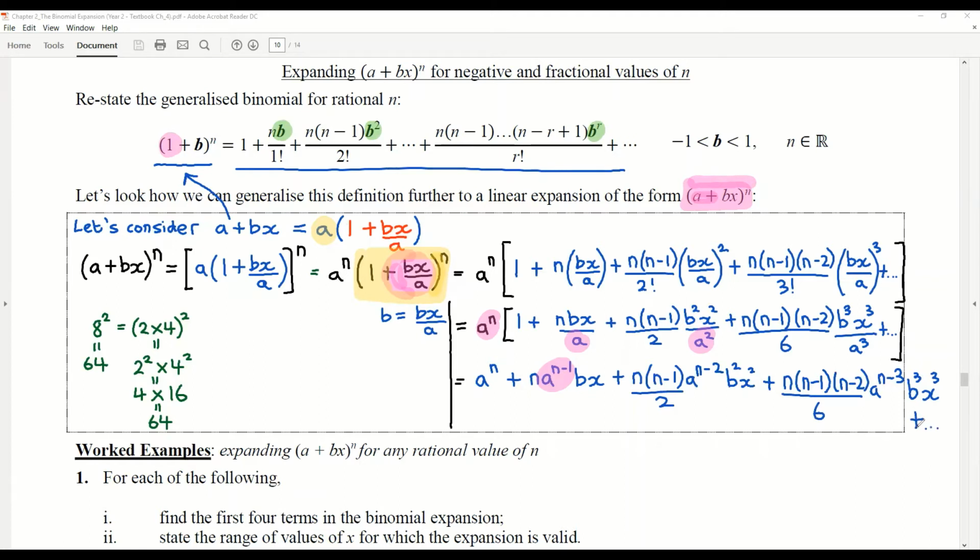So that's how we deal with this added complication, having the a here at the front as the constant in the bracket. All right, so let's have a look at some worked examples.